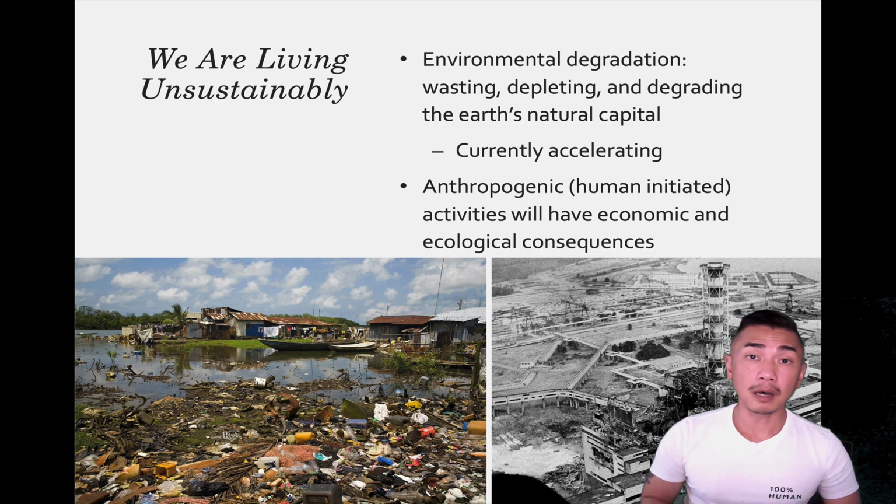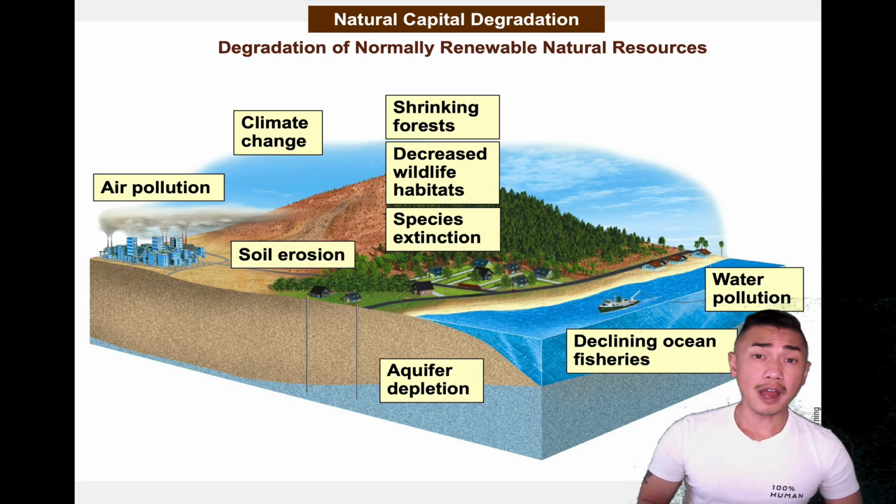We need to think about our human-initiated or anthropogenic activities and what they're doing to the environment, because if we don't, there are economic and ecological consequences that we will have to face. This infographic shows different ways that we are degrading the Earth's natural capital, things like air pollution or climate change, or overfishing the oceans to the point where there's a decline in our ocean fisheries.